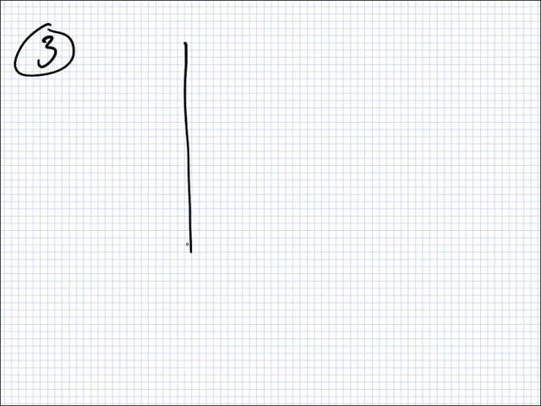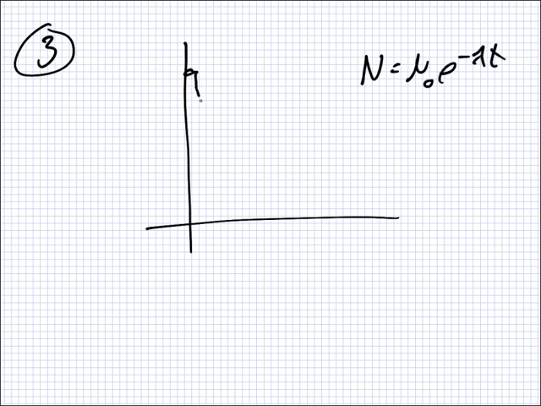So, if you were to look at your graph for n equals n0 e minus lambda t, this graph is exponential. Does it ever reach the x-axis? No.